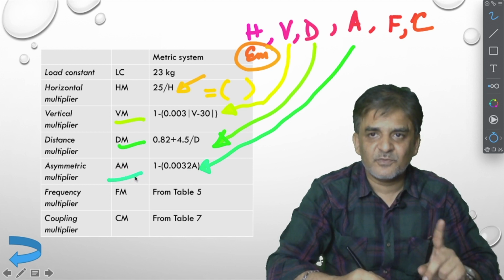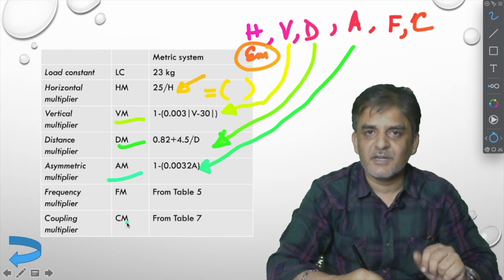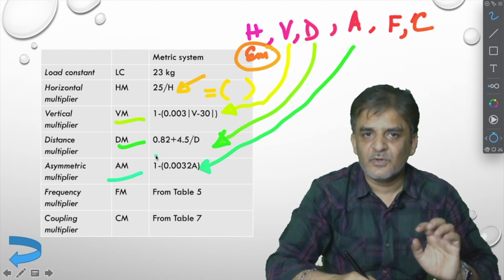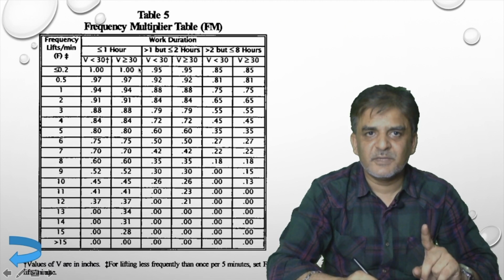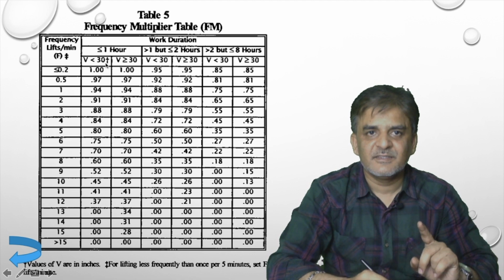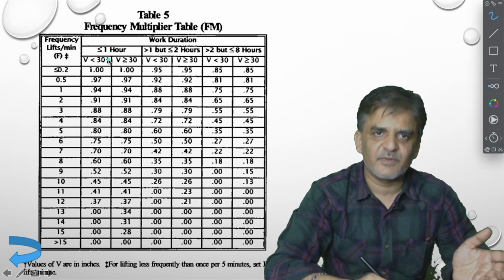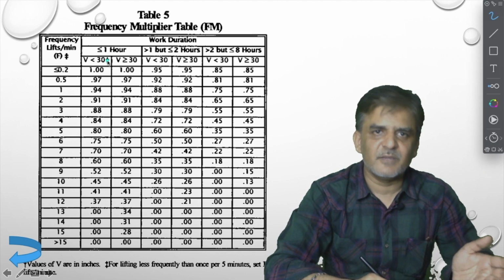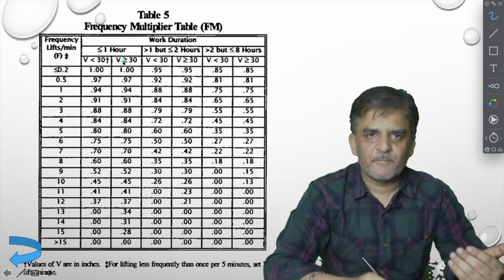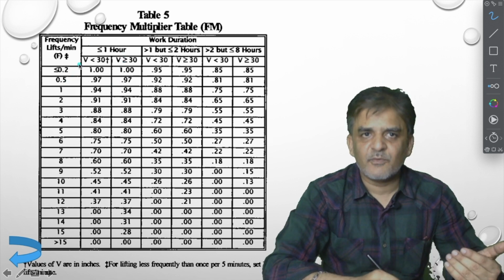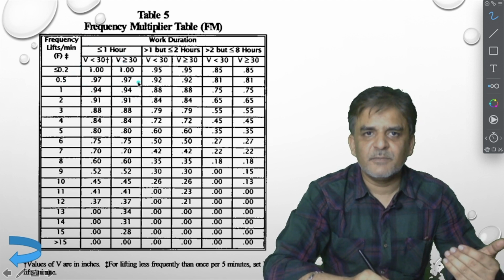For the case of frequency multiplier and the coupling multiplier, we have to follow two tables. This is for the frequency multiplier. If the height is less than 70 centimeters, then we have to go for this table. If it is more than 30 inches, we have to go for this table. So that way we can find out the frequency multiplier.